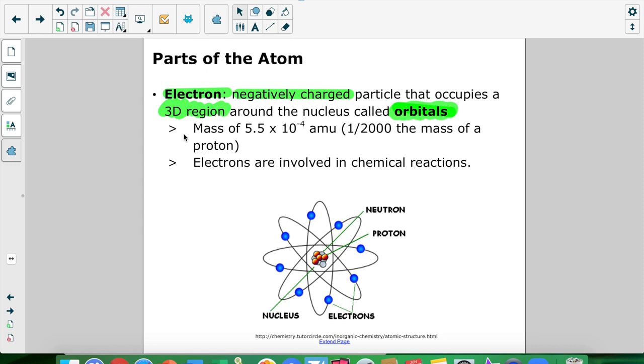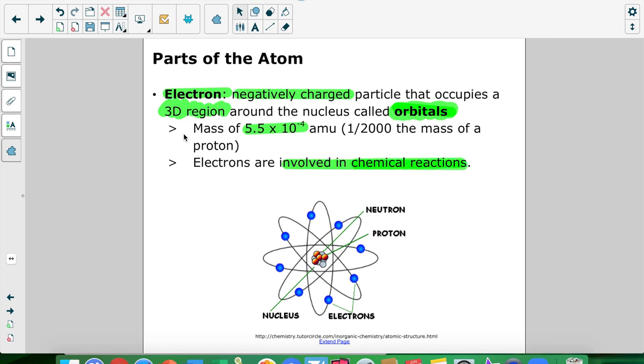The mass of the electron is way smaller than the mass of the proton. It's 5.5 times 10 to the negative fourth, so it's more or less 1/2000 the mass of the proton. And the electrons are responsible for chemical reactions, so they are involved in the chemical reactions.